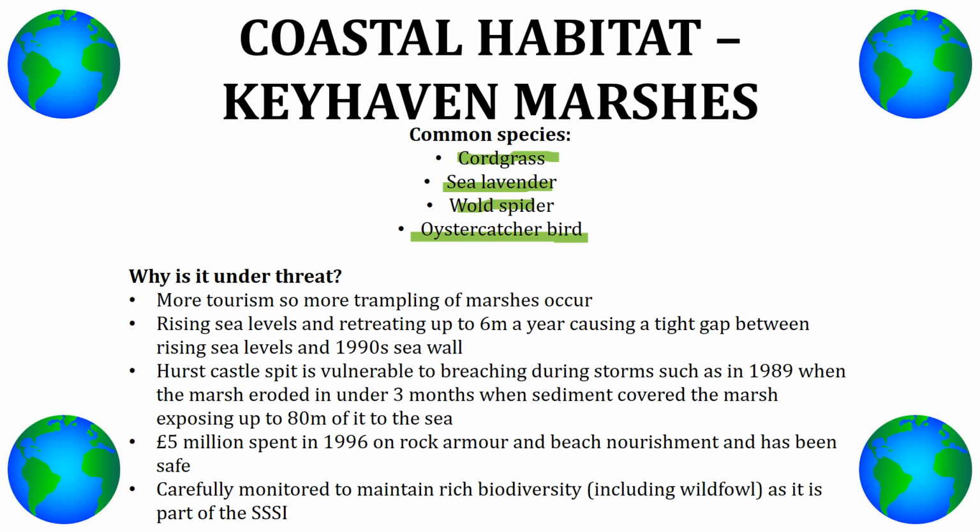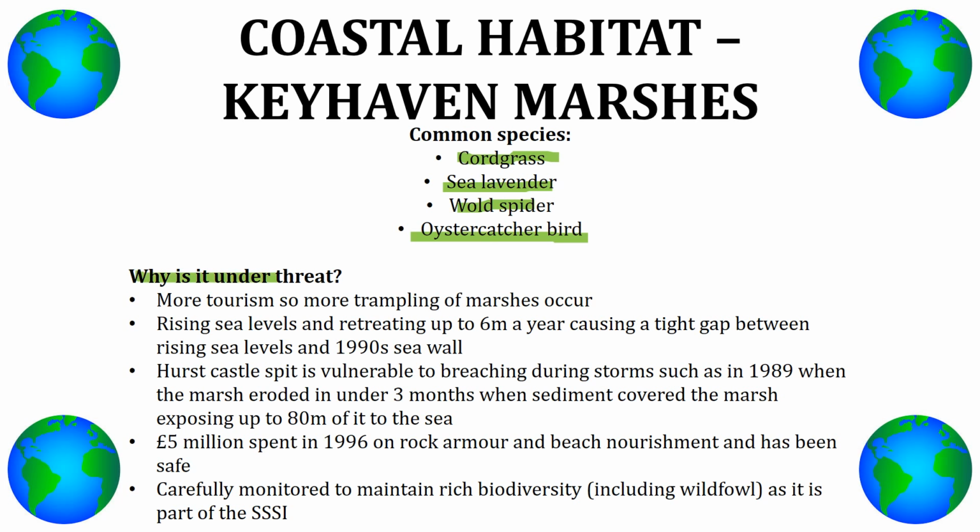Cordgrass, as I said before, grows near salt marshes and mudflats because they're pretty stable and they stabilize salt marshes. And what was the last bit? Oystercatcher birds. It's just a type of bird that finds food in salt marshes, really.